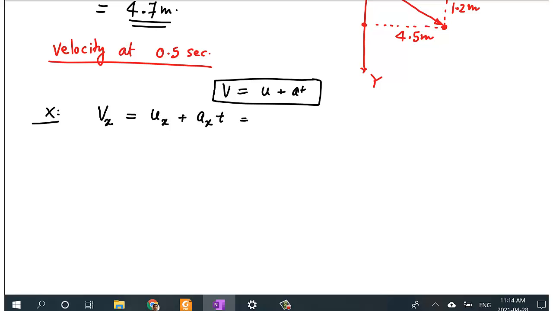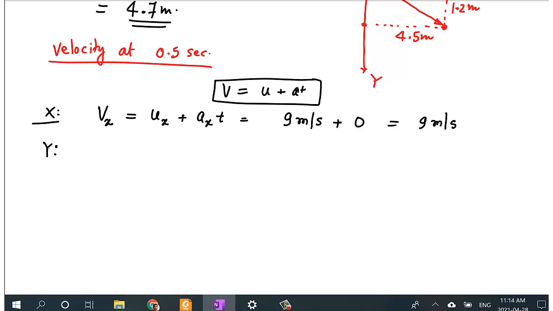Now the speed in the x direction that was given in the problem is 9 meter per second. What is the acceleration in the x direction? There is no acceleration in the x direction; the speed in the x direction is 9 meter per second. You may remember this fact when we discussed the theory of parabola or projectile motion. We said velocity in the x direction remains constant. This does not change with time.